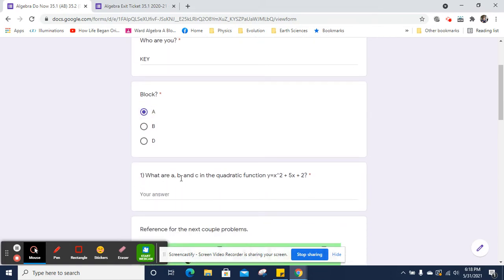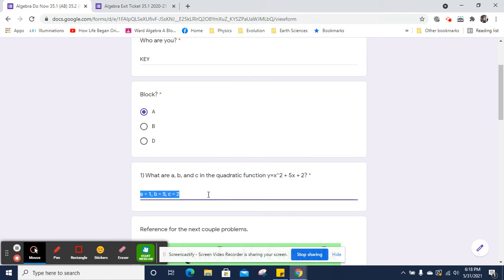So what are A, B, and C in the quadratic function y equals x squared plus 5x plus 2? Well, A is going to be 1 because that's 1 times x squared. So A equals 1. B is going to equal 5 because that's 5 times the x. And the constant coefficient is 2, so C equals 2. So A is, of course, the x squared coefficient, the quadratic coefficient. B is the linear coefficient, and C is the constant coefficient.